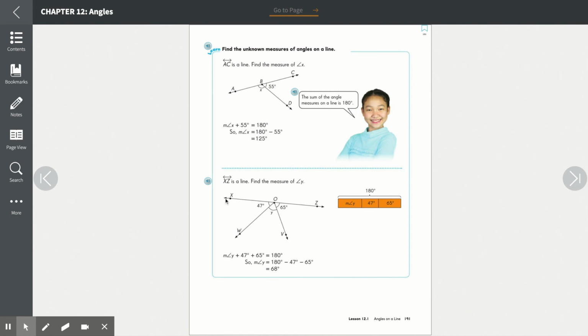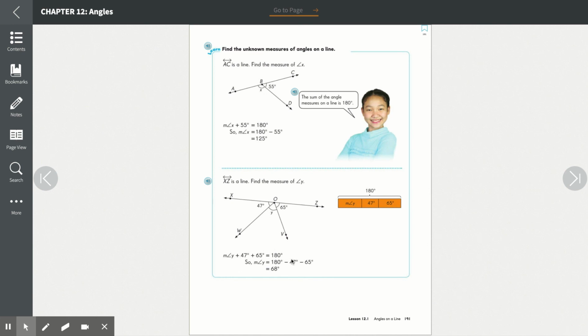We can do the same thing here if we have two different measurements, but we have one unknown part. So if you have a line that's called XZ, and you need to find out the measure of this angle, angle Y, you can do it like this. You know that angle Y plus 47 plus this 65 right here is going to equal 180. So the measure of angle Y plus 47 degrees plus 65 degrees equals 180.